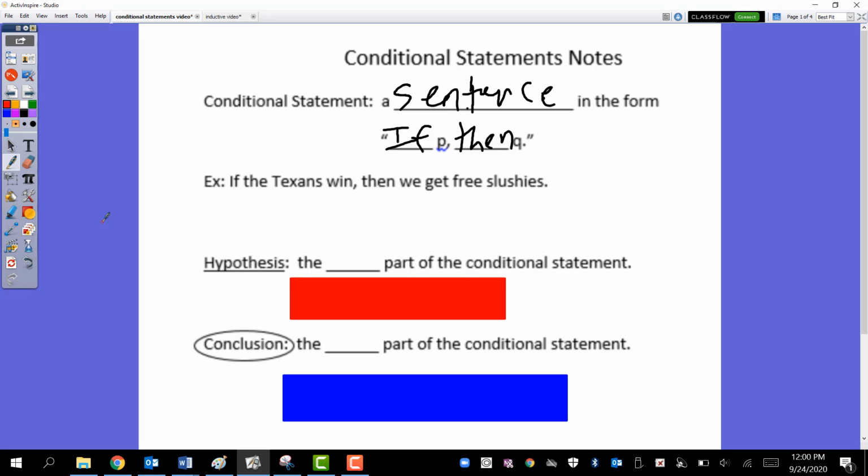I don't know, Sonic used to do that. I don't know if they do that anymore. But anyway, not the point.